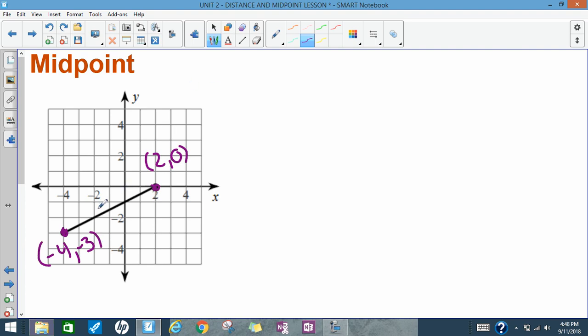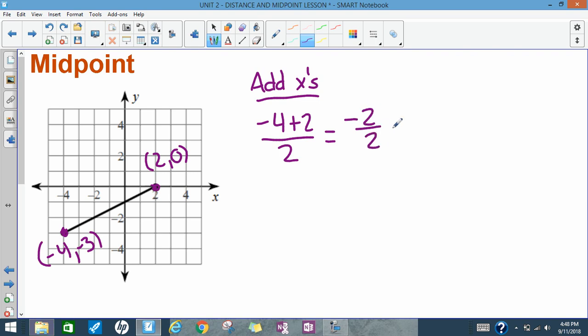So I can figure out what's in the middle of -4 and 2. I can figure out what's in the middle of -3 and 0. Or I can find an average. And we average by adding and dividing by the number of numbers we add. So if I want to find the average of the x's, I do -4 plus 2. So I'm adding the x's. And since I'm adding 2 numbers, I'll divide by 2 to get an average. And so I get -2 over 2, which is -1.